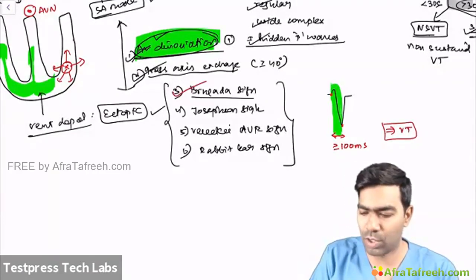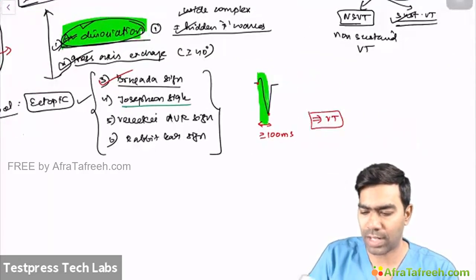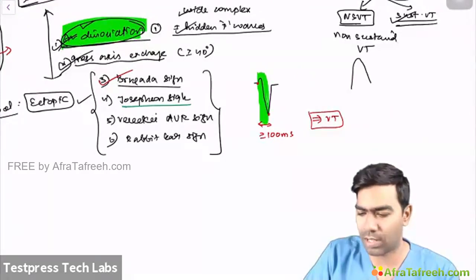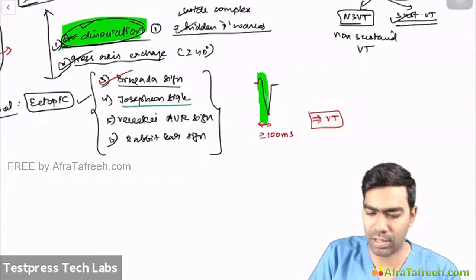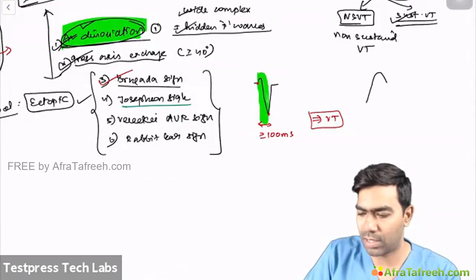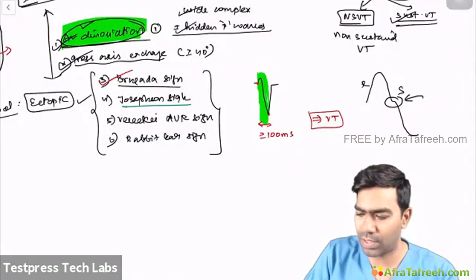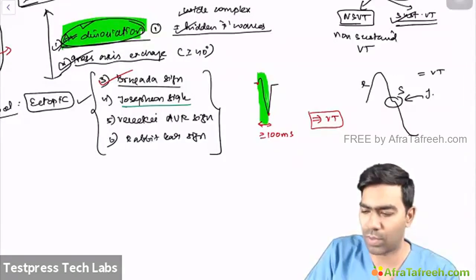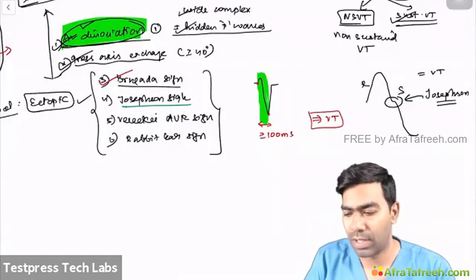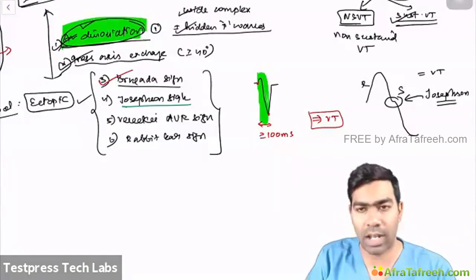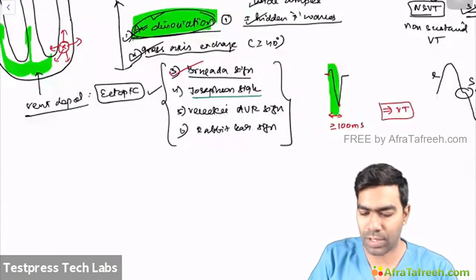And we have something called a Josephson sign. What do you mean by Josephson sign? Josephson sign says that when you have an RS complex, you have R and S. If the S is notched like this, this notching of the S wave is very specific for ventricular tachycardia, and that's what we refer to as Josephson sign. So notching of the S wave in an RS complex, that's Josephson sign.